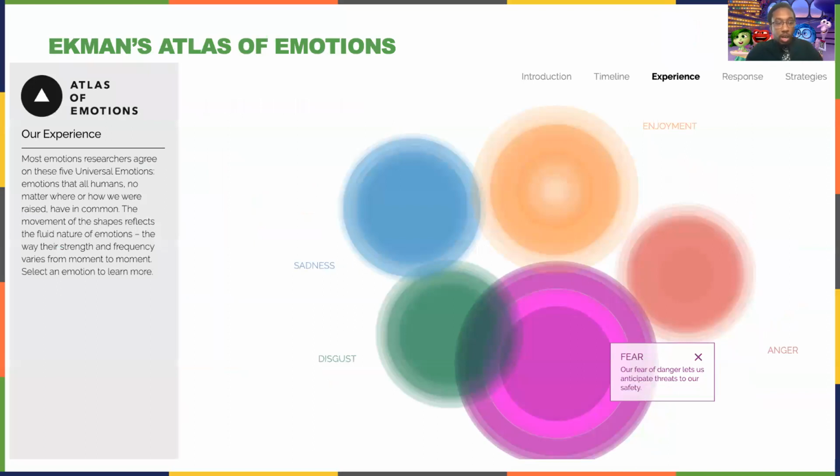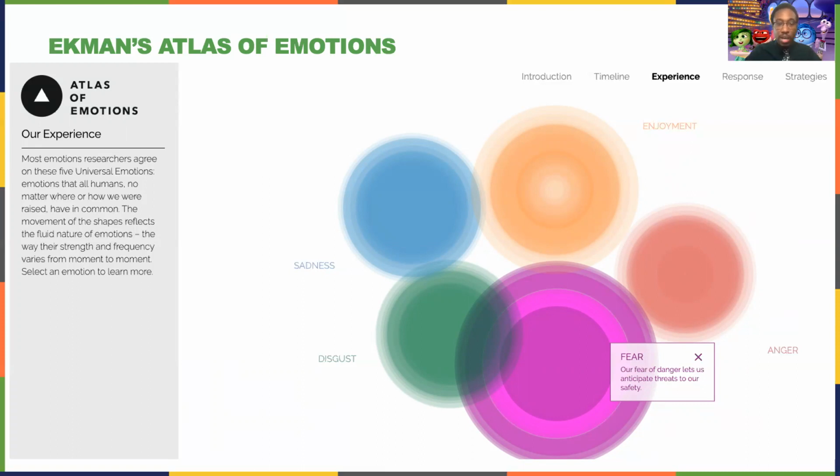Some more theories of emotions, or some more classifications of emotions. One that is posted on Canvas, a link to Ekman's Atlas of Emotions. This is based on the research of Paul Ekman, who is probably the most prominent emotion researcher of the 20th century. He served as a consultant on the movie Inside Out, as well as the TV series Lie to Me. He did a lot of research on the expression of emotion in various cultures, as well as how best to detect if people are lying based on their facial expressions.